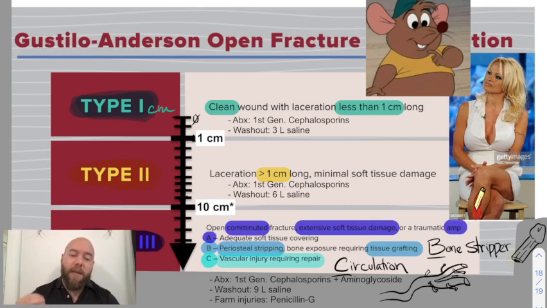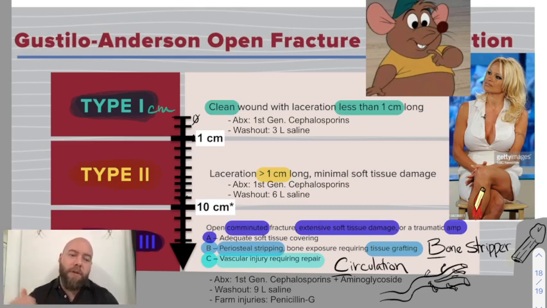C, now, is the same problem. Vascular injury is based on the clinical exam. So C for circulation compromise. There's a vascular injury. They would have decreased pulses or a pale foot, something like that, okay?